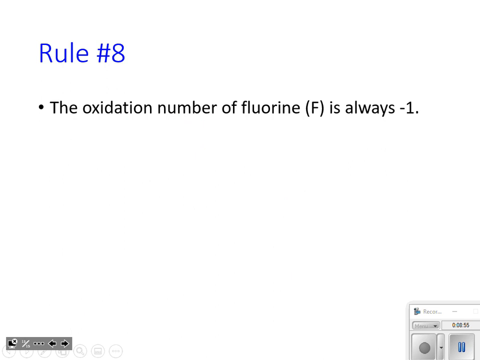Rule number 8 states that the oxidation number of fluorine is always going to be -1. Okay? Why is that the case? Well, isn't fluorine the most electronegative element? Okay? Yes, it is. So it's always going to be -1.